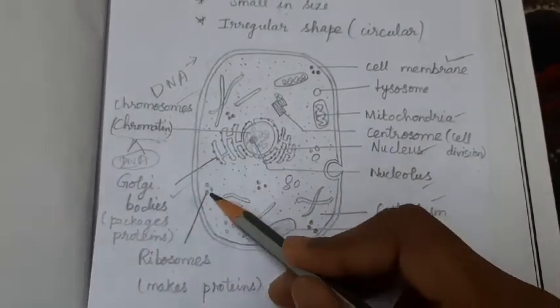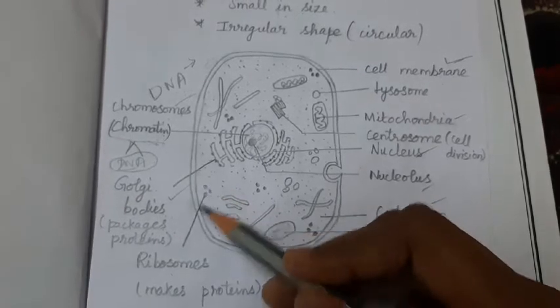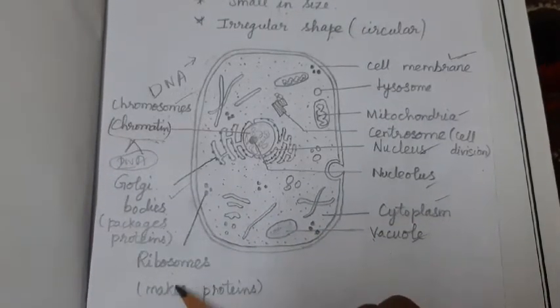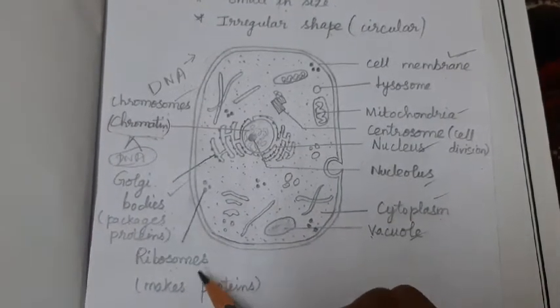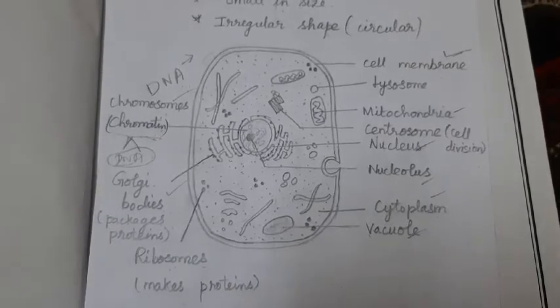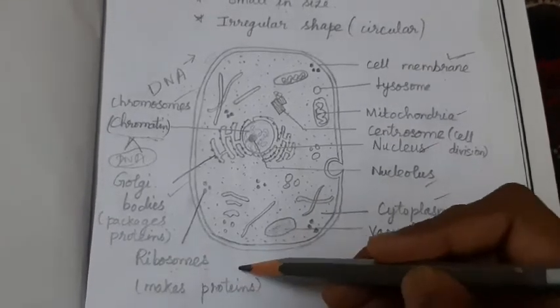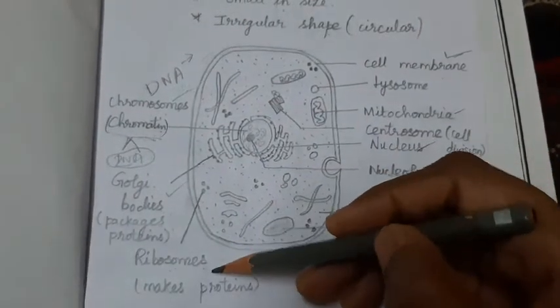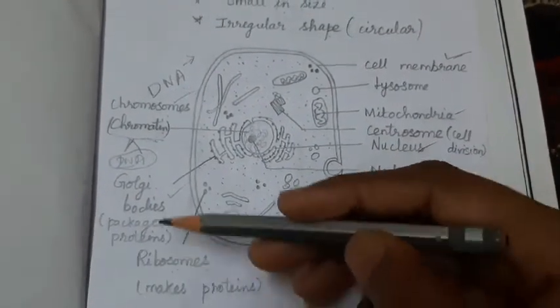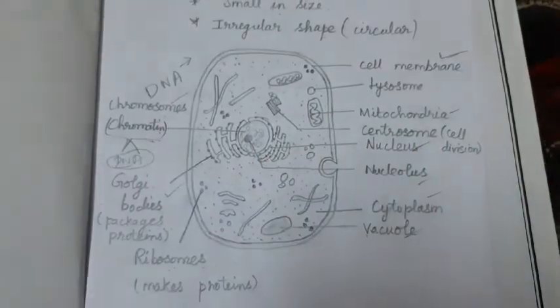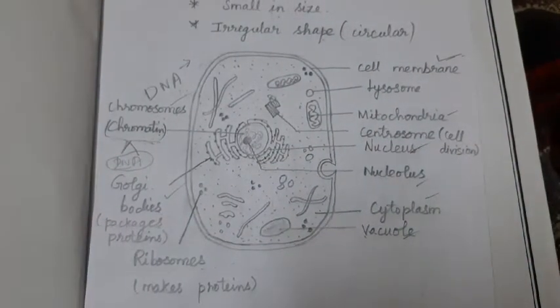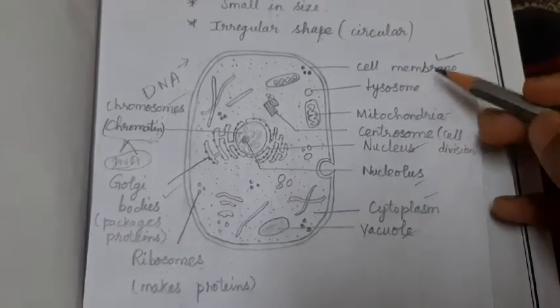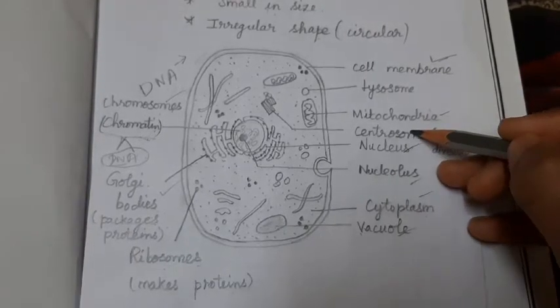Okay, the next organelle is ribosomes. The ribosomes are responsible for the synthesis of proteins. They synthesize the proteins inside the cell. The proteins synthesized by the ribosomes are packed by the Golgi bodies. Okay? So what is the next leftover one?